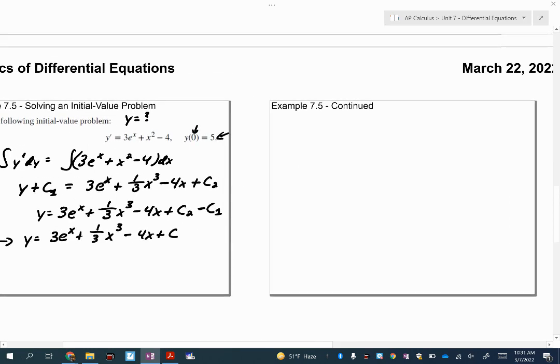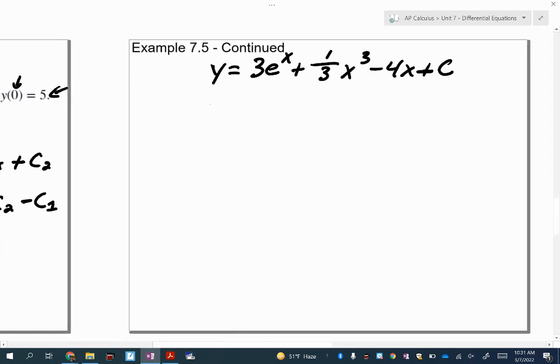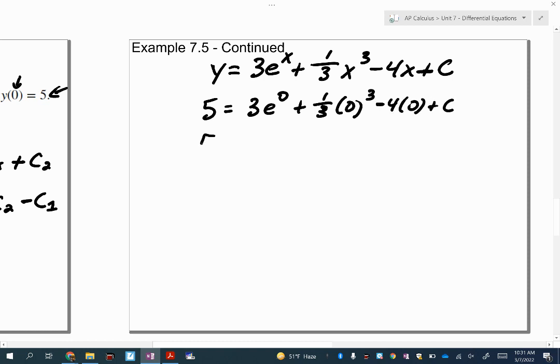So I'm going to copy it down again. y equals 3e to the power of x plus 1/3 x cubed minus 4x plus c. All right, and now I'm going to plug in 0 for x, and y is 5. Okay, anything to the 0 power is going to be 1. That's going to be 1 times 3, which is 3. But then all of that is 0, right? 0 cubed is 0. 0 times 1/3 is 0. 0 minus 0 is 0, so that's just going to be plus c. So c is going to be equal to 2.